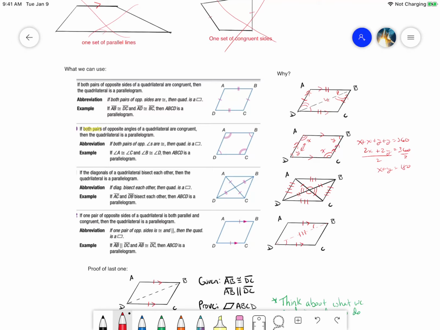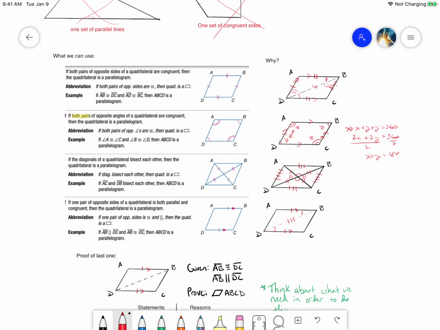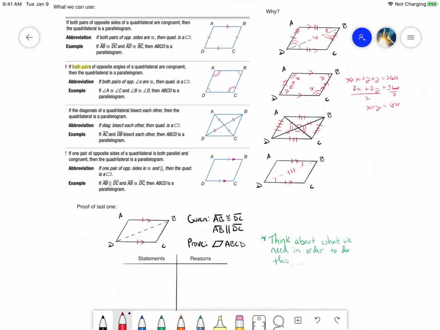Now, last video we talked about all the different ways that we could prove a parallelogram, and we're actually going to do a proof of the very last one because doing the proof of this one will also show you kind of how we use these to prove parallelograms. Okay, because we can use any of the other three that we've proven so far in order to prove this one. We just can't use the theorem itself to prove it.